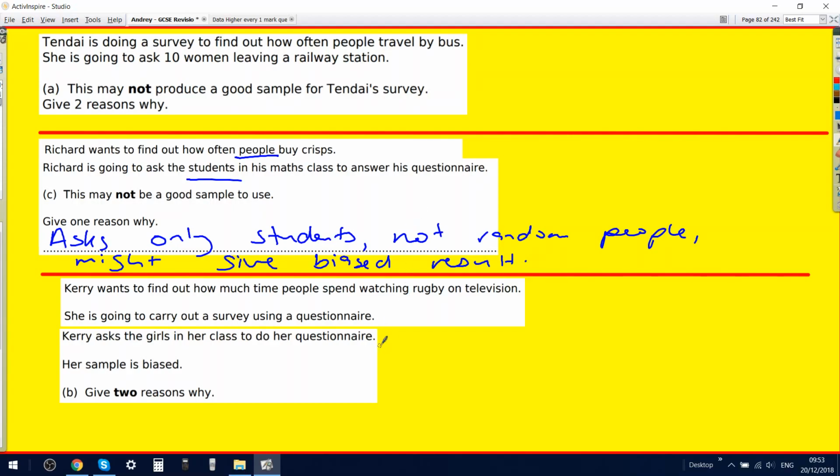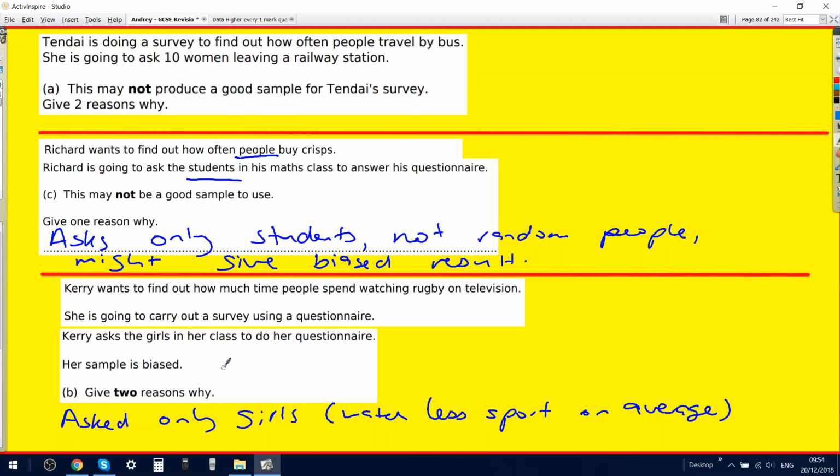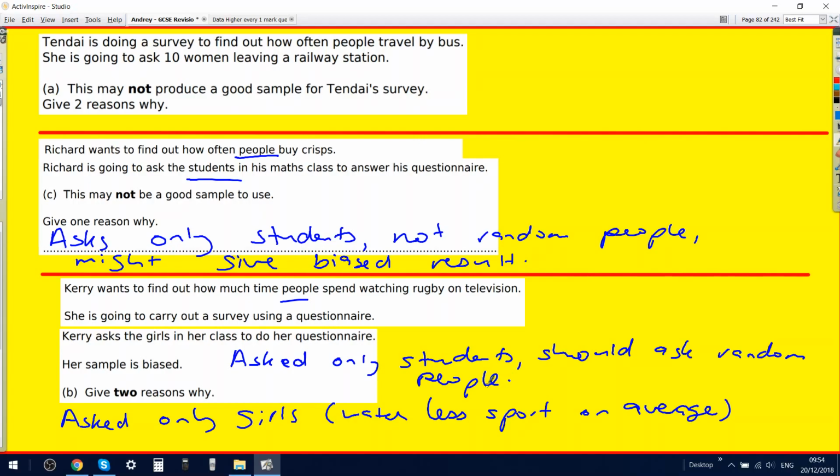Alright, so there's less females than males that watch rugby. Yes. So they asked only girls, who might watch less rugby on average. And also she's only asking students, so she's not asking people. Yes. Asked only students. Should ask random people, something like that. Yeah. Random people. And maybe students don't watch very much rugby, but older people watch a lot of rugby or something like that.